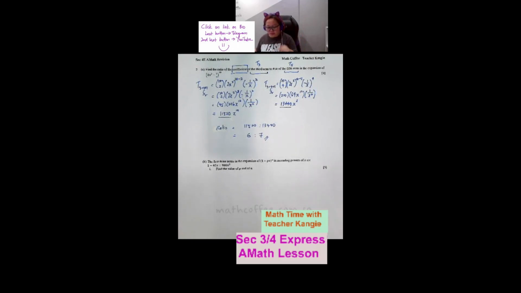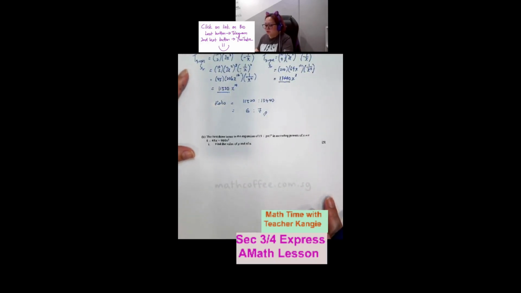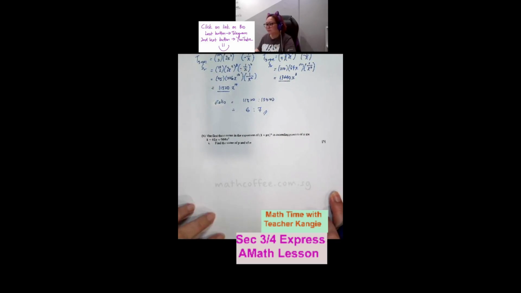The next question will be a tough one, which is the common question that students always get stuck on and don't know what to do. You see the weightage is 5 marks. So let's hope that after today you know how to do this question.